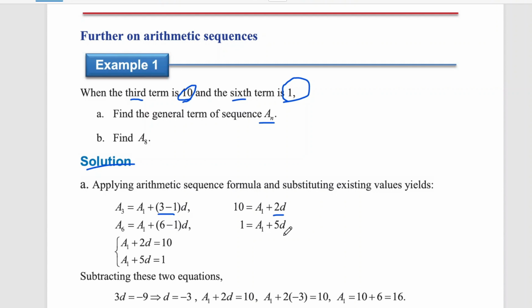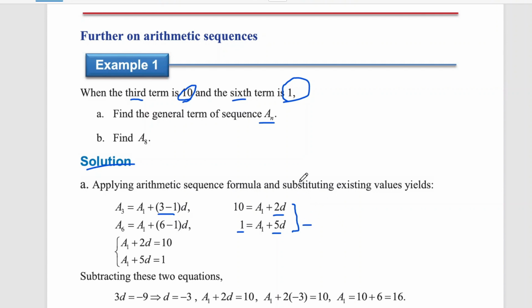3 minus 1 is 2. Similarly, A6 is equal to A1 plus (6 minus 1) times d. Here 6 is n, because we have A6. A6 is given as 1, and 1 is equal to A1 plus 5d. Look here. What do we have? Two equations and two variables. So we can find the two variables by using the substitution method or the elimination method or another method you wish.